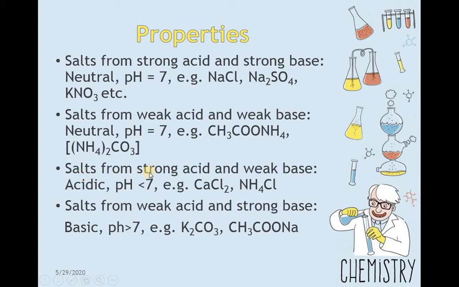Here you can see the acid is strong, so the pH will be acidic. Here you can see the base is strong, so the pH will be basic. But for strong acid and strong base as well as weak acid and weak base, generally we get a neutral salt. So how do you find out the pH of the salt? You have to prepare a solution of the salt and then check the pH with the pH paper or the universal indicator.